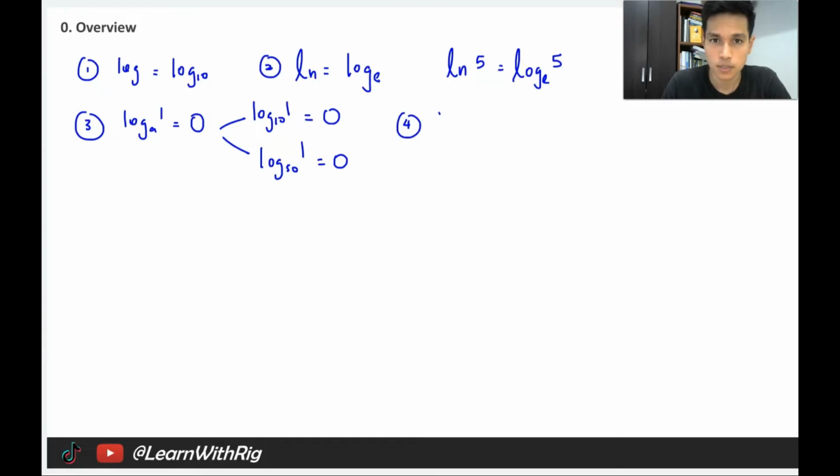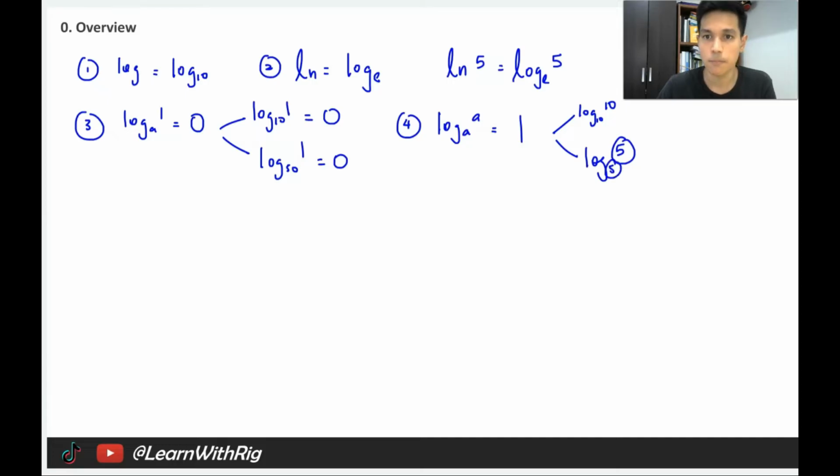Next thing you have to know is number 4. The fourth property is log a base a is equal to 1, which means if you see the value of the log is the same as the base value. For example, let's say you see log 10 base 10 or log 5 base 5. When you see the value and the base are the same, automatically you know it's equal to 1. So that is something you have to pay attention to.